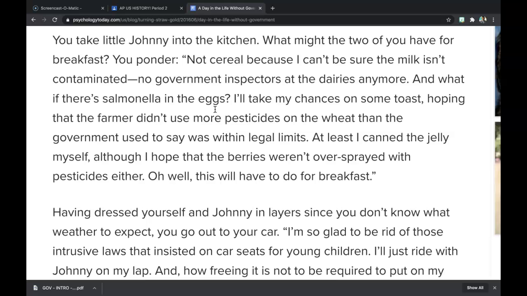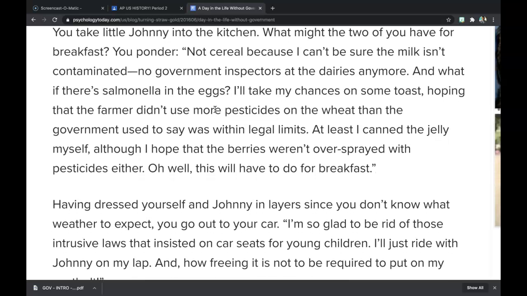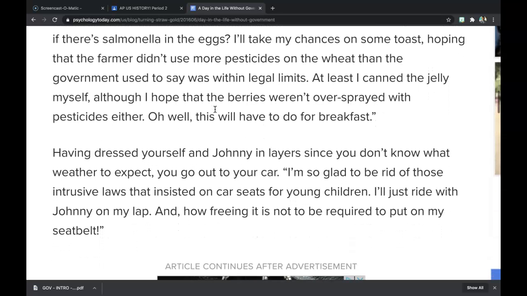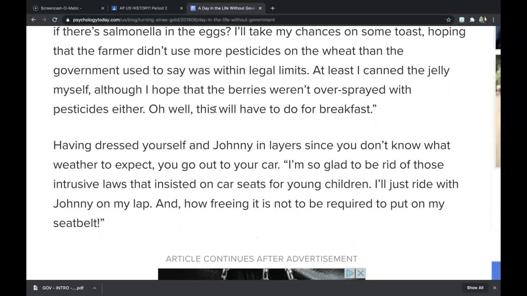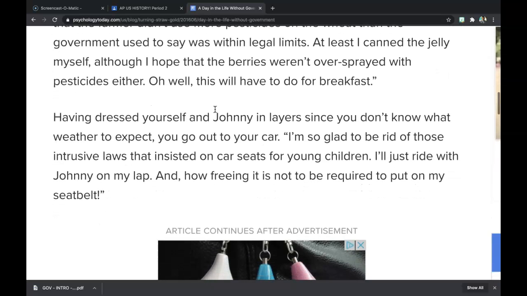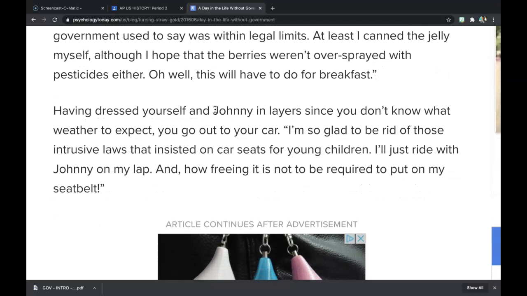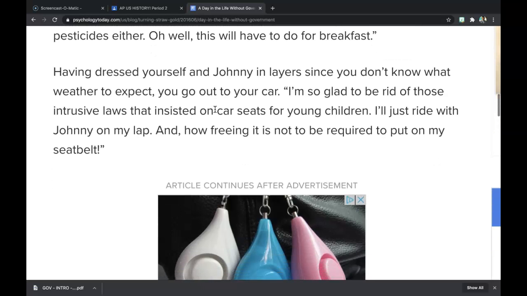I'll take my chances on some toast, hoping that the farmer didn't use more pesticides on the wheat than the government used to say was within legal limits. At least I canned the jelly myself, although I hope that the berries weren't oversprayed with pesticides either. Oh well, this will have to do for breakfast.